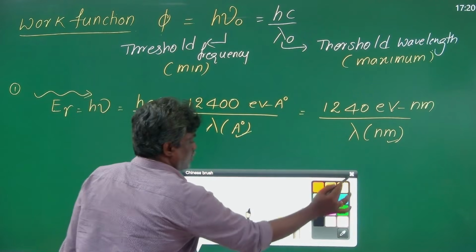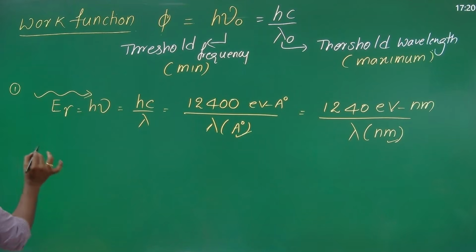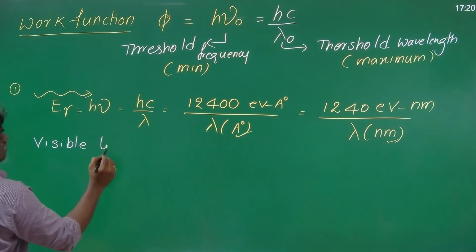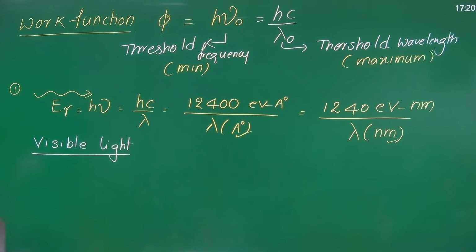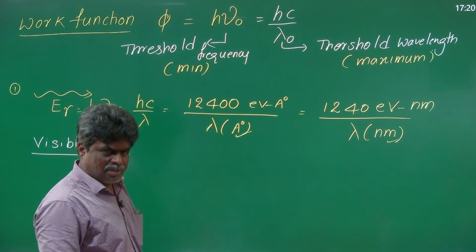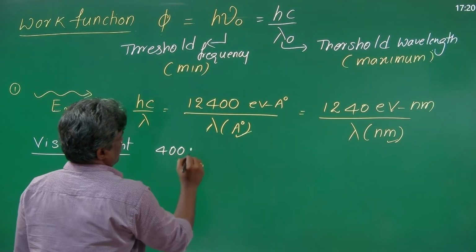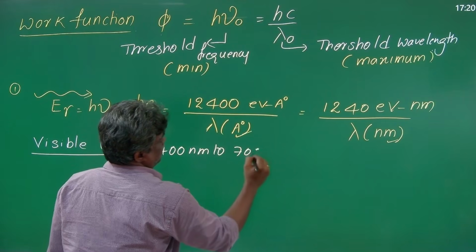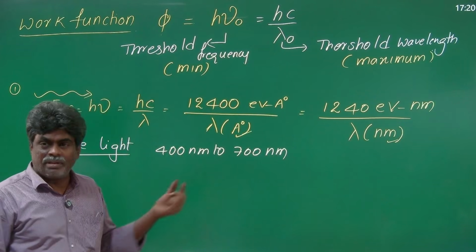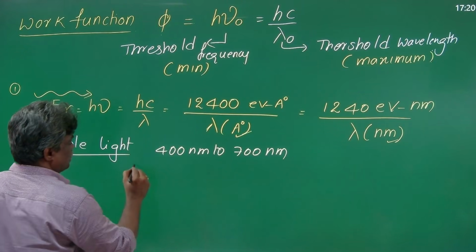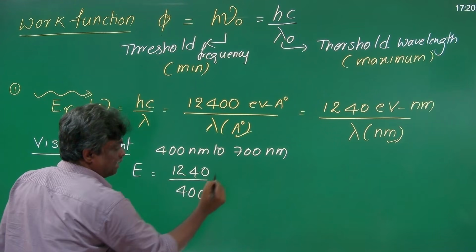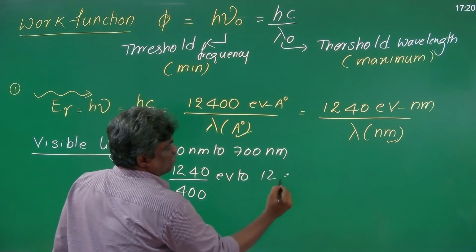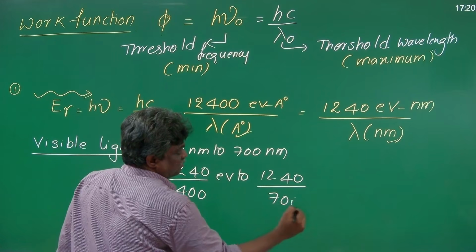Wait, I want to ask one question. For example, I have taken visible light. Can anybody tell me the visible light wavelength range is from where to where? 400 nanometers to 700 nanometers. So here the wavelength is given in nanometers, and I would like to find the energy. So that is 1240 by 400 electron volts to 1240 by 700.